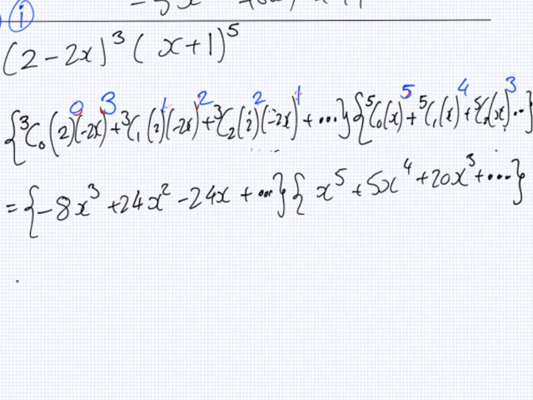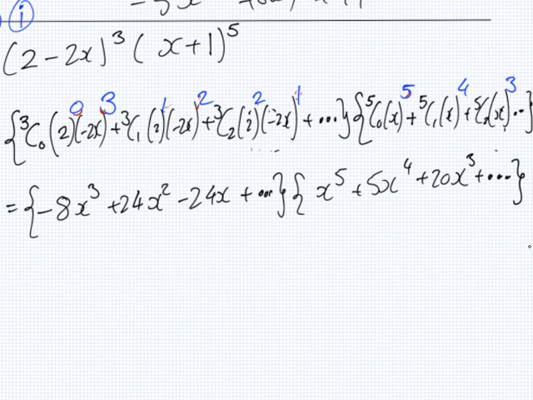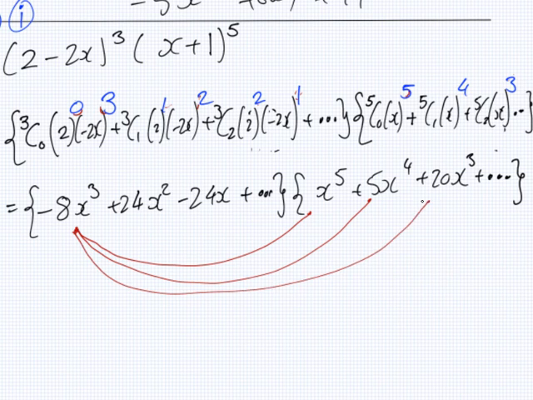So I know my answer will look like this. It will have an x8, an x7, an x6, and I don't care about the rest because I just want the first 3 terms. This is quite helpful because it means I only need to multiply the ones that make 8, 7 and 6. So for example, should I multiply this with this? Yes, because that makes x8. This one makes 7 and this one 6. So let's do that.